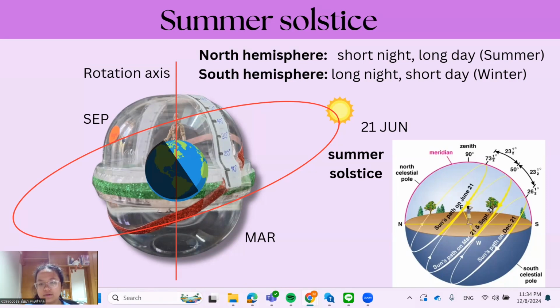And the right picture also shows that the sun path on June 21 has a longer day duration than the southern part.